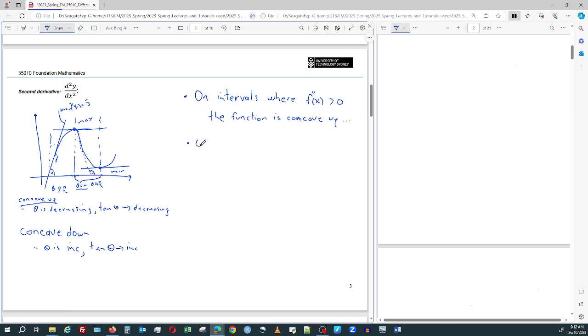On intervals where the second derivative is negative, we say that the function is concave down.